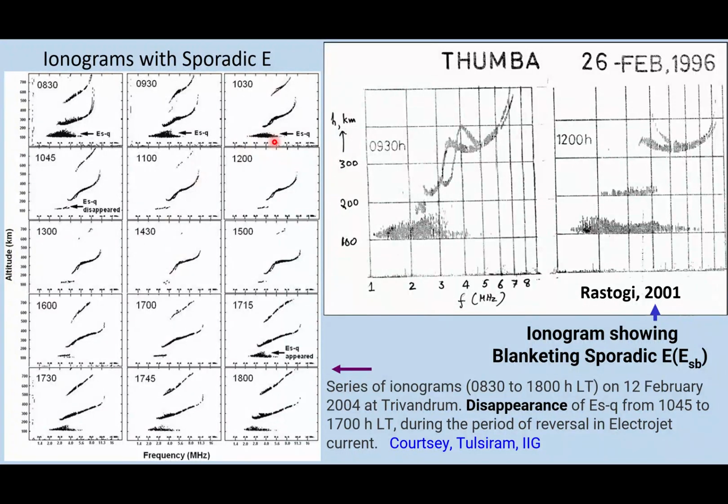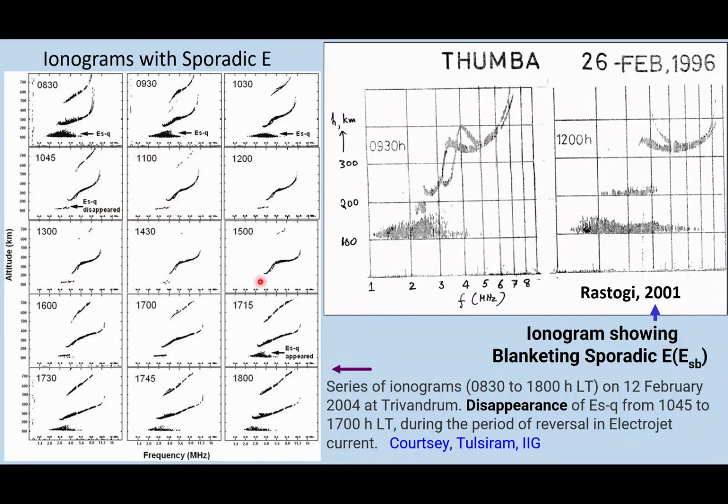So these are the typical nature of that. And here, after some time, it disappears. ESQ disappears at 10:45, and then it is not there for a long time. After about 17:15, it again reappears. So that is why it is sporadic. Sometimes it is there, sometimes it is not there.